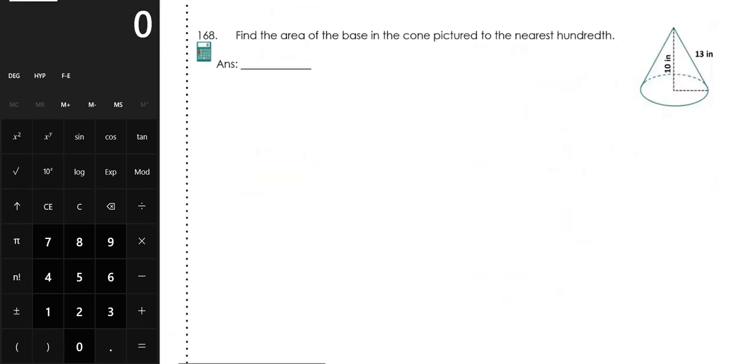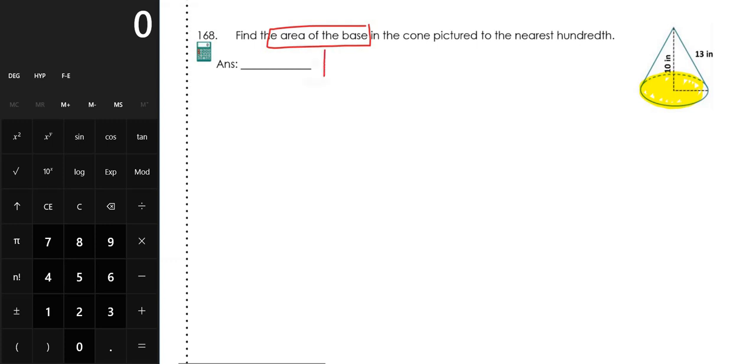Number 168. Find the area of the base in the cone picture to the nearest hundredth. Okay, so our ask: find the area of the base. Now, what's the base of this cone? The base is a circle. So what are they asking you to do? They're just asking you to find the area of the circle. This is not a volume question. This is not a surface area question. This is a plain old find the area of a circle.